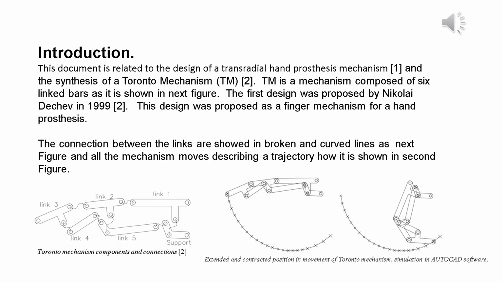This document is related to the design of a transradial hand prosthesis mechanism and the synthesis of a Toronto mechanism. The Toronto mechanism is composed of 6 linked bars, as shown in the next figure. The first design was proposed by Nikolai Dechev in 1999.